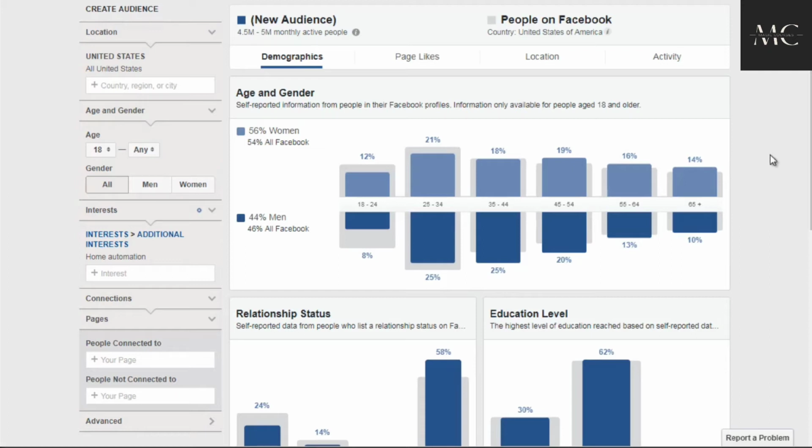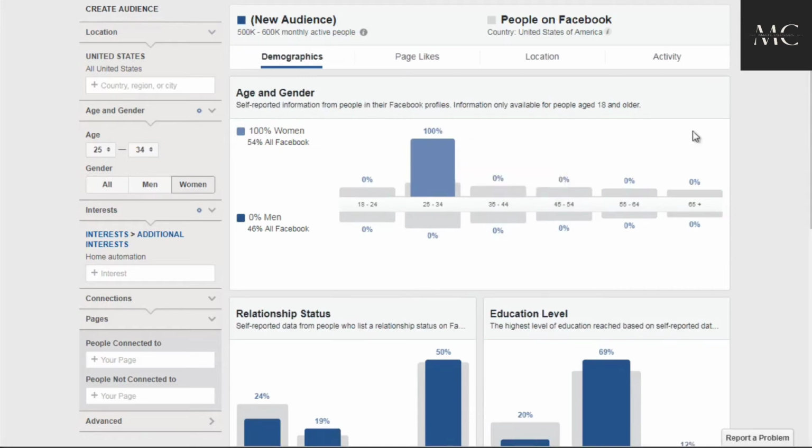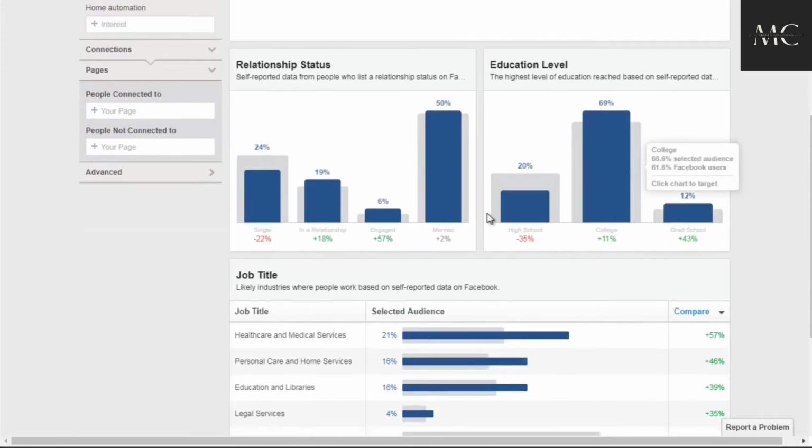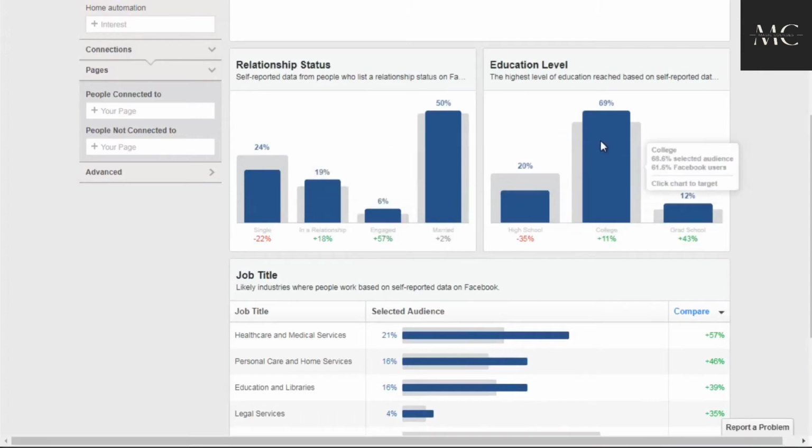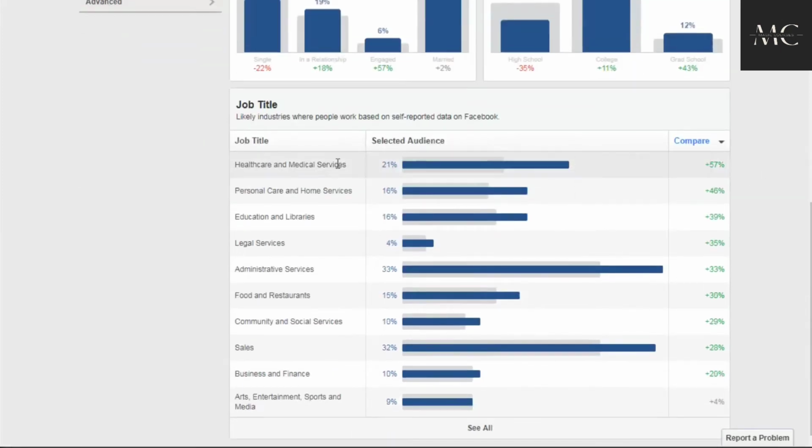So what's nice about Facebook Audience Insights is if you click on one of these, so we'll click on 25 to 34, and this is merely focusing on the women. So 500 to 600,000 monthly active people. We can scroll down and we can see that most of them are married. A lot of them are single, but most of them are married. A lot of them have college degrees. A lot of them are into healthcare and medical services, personal care and home services, education and libraries, legal services. So not necessarily technical, but they are very highly into healthcare.